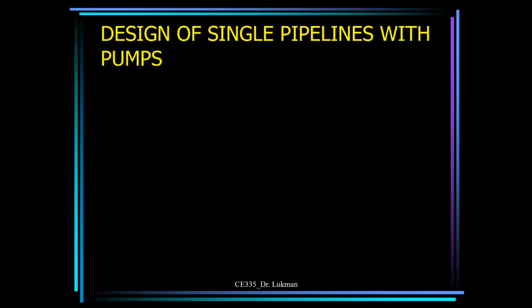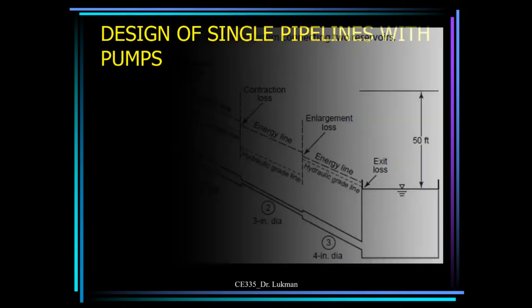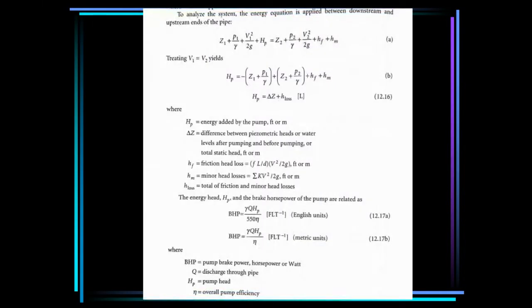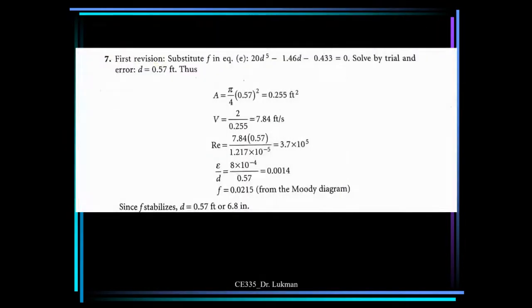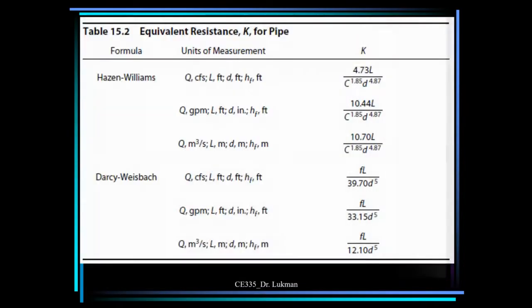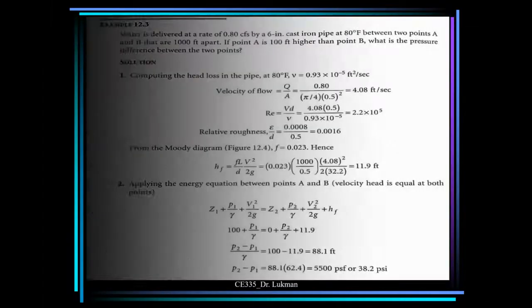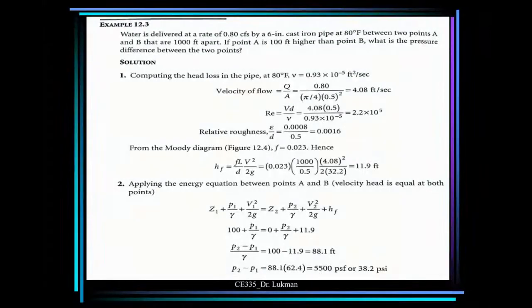On the design of single pipelines, we designed a single pipeline without a pump. Now, what happens when you have a pump? In the previous one, without a pump, we only took care of the head loss due to friction, okay? Because the pump head and the turbine head is 0.